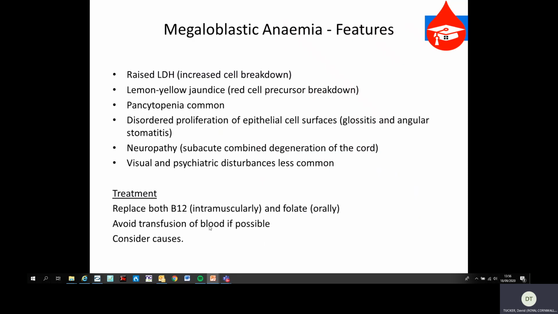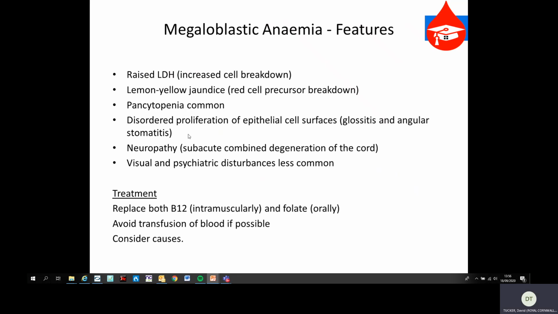Okay. So features of megaloblastic anemia. You obviously get anemia, macrocytic anemia, slightly raised LDH due to red cell breakdown, what's sometimes described as lemon yellow jaundice, which is supposed to be due to precursor red cell breakdown. Sometimes they can have lower platelets and neutrophils.